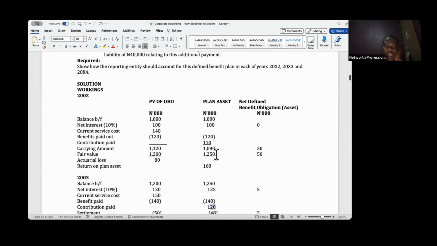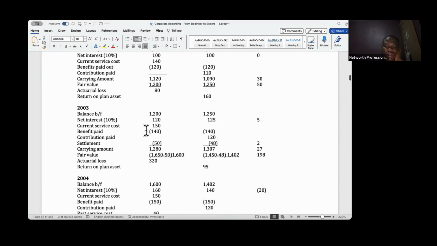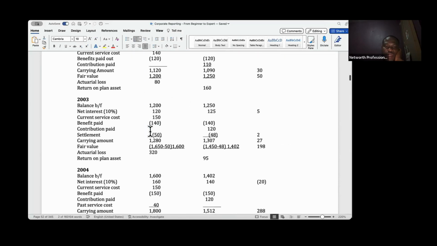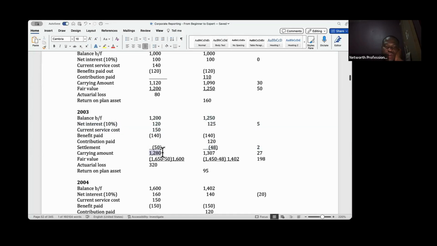And don't forget the analysis we did for this one, this note 1. I told you that you should remove this 48 from your assets, remove this from your liability, and recognize the balance of 2 as a gain on settlement, which is what I did here. I removed the 50 from my obligation, removed the 48 from my assets, and there's a 2 which I'm going to transfer to my P&L as a gain on settlement. When I cumulated all these figures for liability, my book value is 1,280.